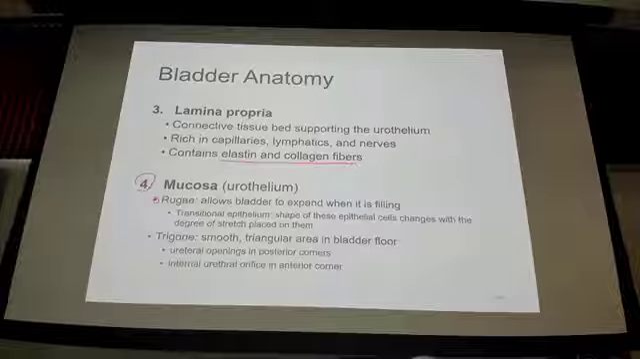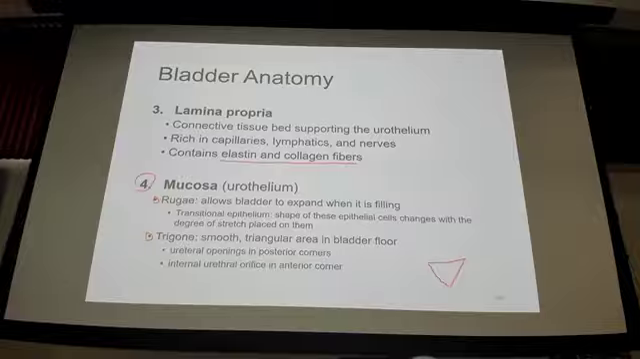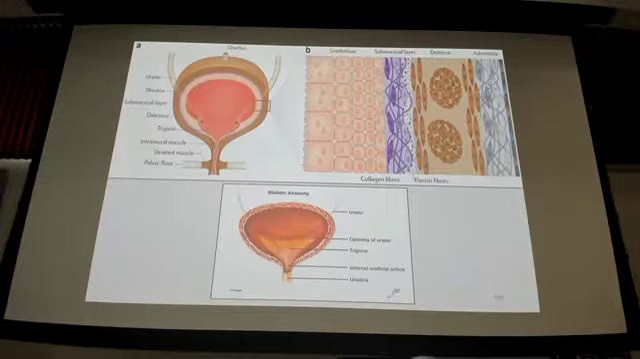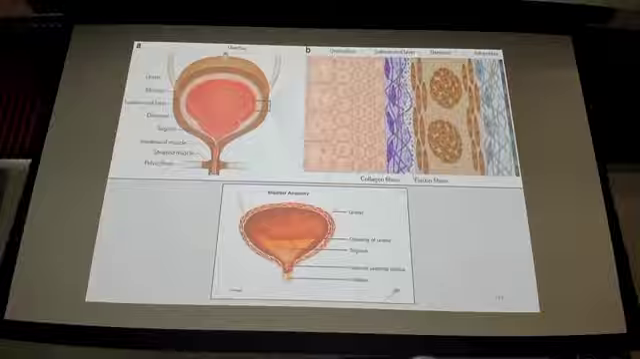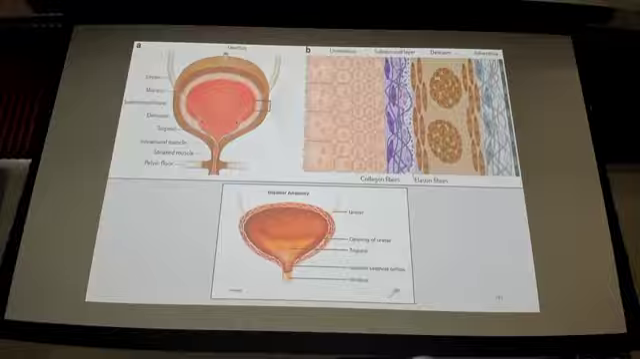And this trigone is literally just like a triangle-shaped area at the floor of the bladder, right where it meets the urethra. So it's kind of like the ureteral openings are here, and the urethral opening is here, right? So you can see ureteral openings right here, and then into the urethra. So it's just this triangle-shaped floor of the bladder. I don't know how well you can see the red, but so that's the trigone, okay?